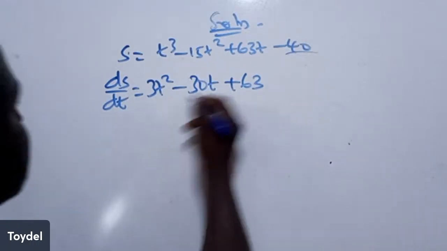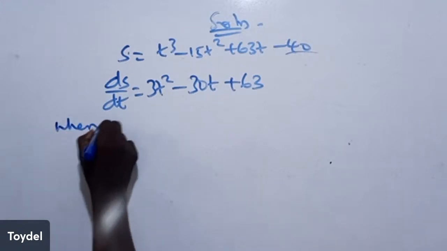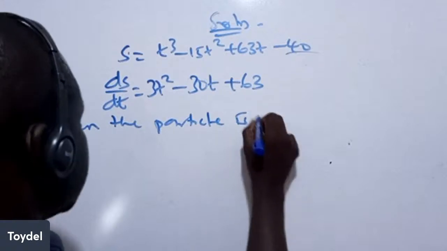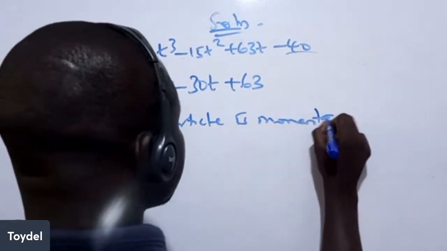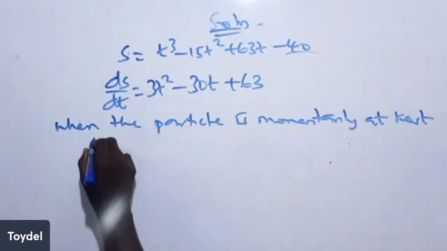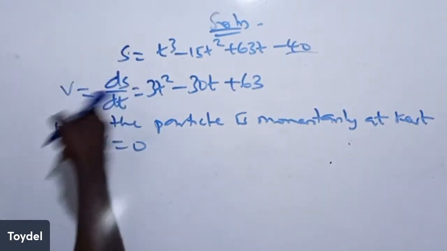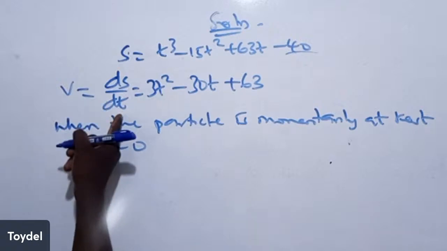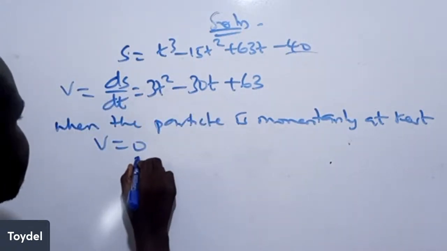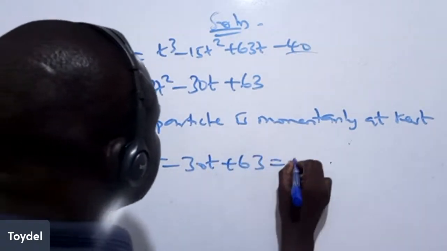So this is what we have. Then when the particle is momentarily at rest, v is equal to 0. This is v, the rate of change of distance with time, or displacement with time. So it simply means that 3t squared minus 30t plus 63 is equal to 0.